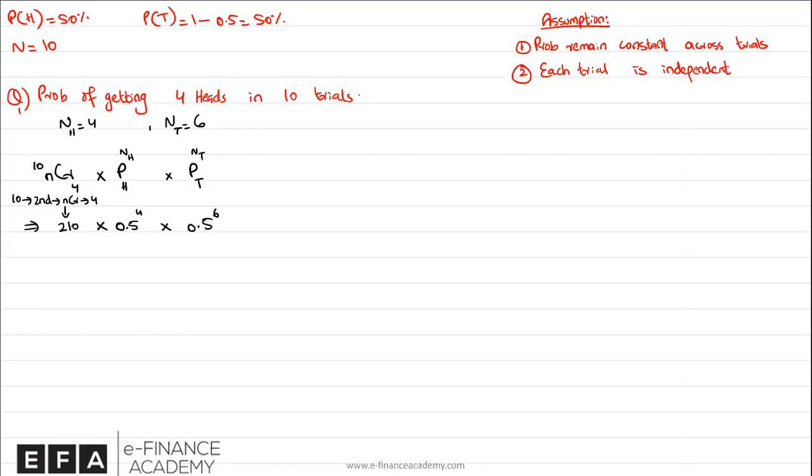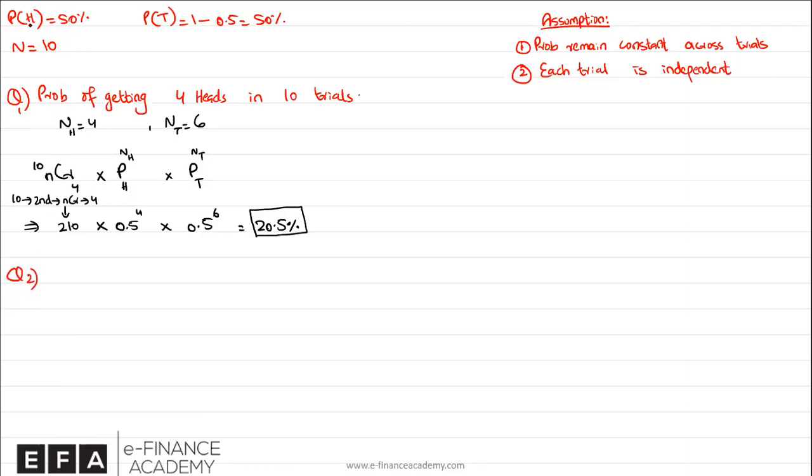So let us try and see what answer we actually get. And the answer we get is 20.5%. So the probability of getting 4 heads out of 10 trials or 10 tosses is around 20.5%. All right, let's jump to the next question related to this, which is question 2.